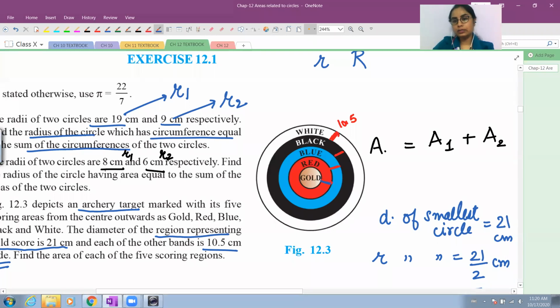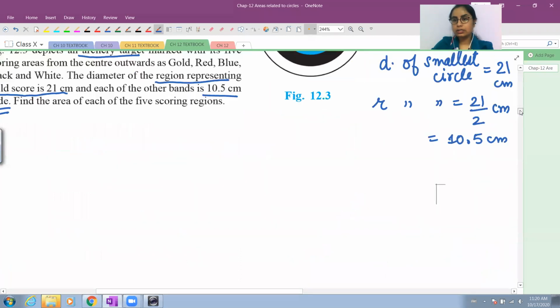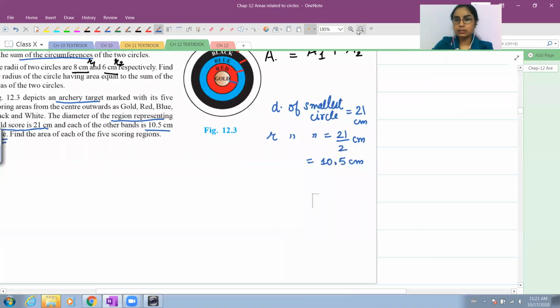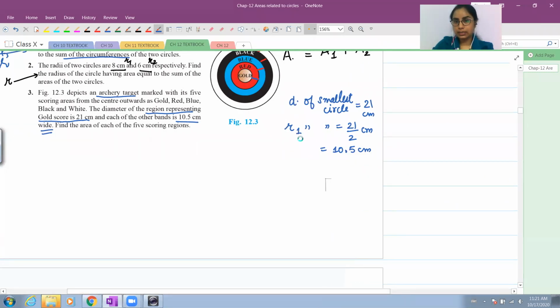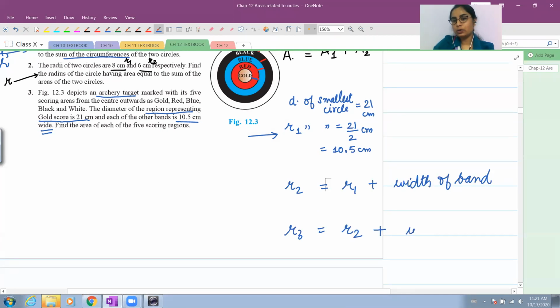With the help of the width given to you, you can find out the radii of the other circles. So if we represent the smallest circle as the one with radius R1, then R2 will be equal to R1 plus the width of the band. Then R3 will be equal to R2 plus the width of the band.